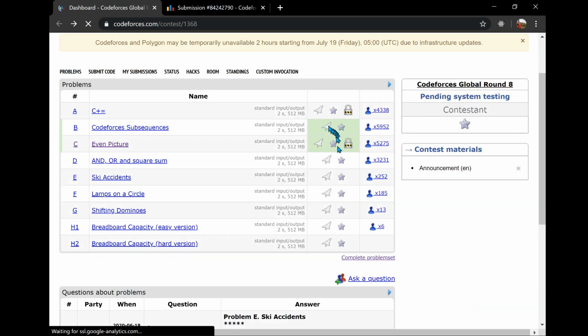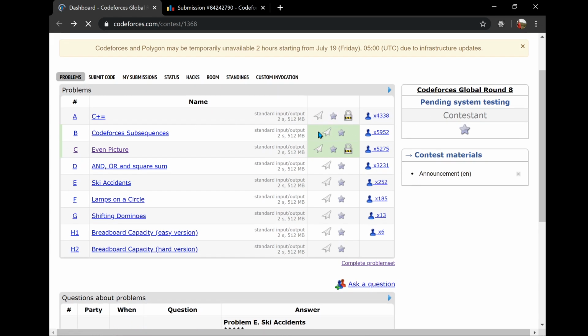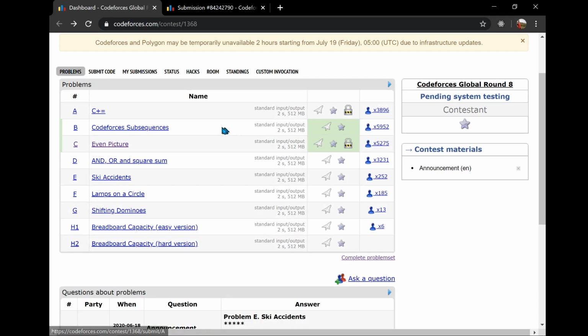In this round I was able to solve these three. This has gone for, I think, pre-testing, system testing. So I will post the solution for all these three.